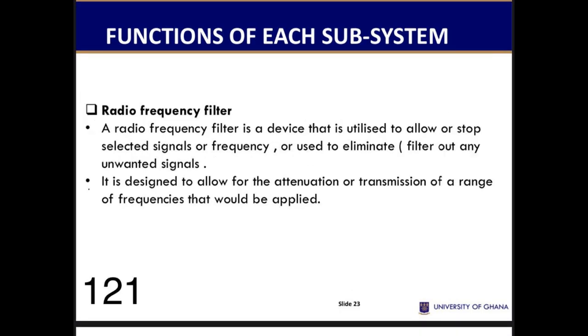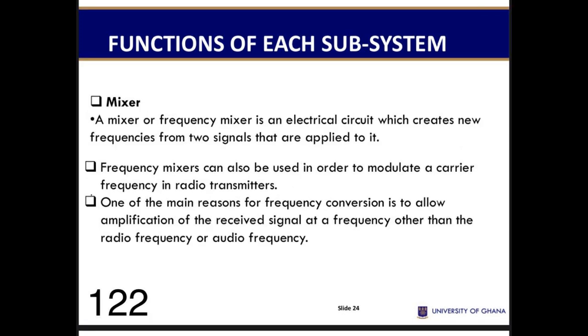Radio frequency filter. A radio frequency filter is a device that is utilized to allow or stop selected signals or frequencies, or used to eliminate, filter out any unwanted signals. Or it is designed to allow for the attenuation or transmission of a range of frequencies that would be applied. Frequency mixers can also be used in order to modulate a carrier frequency in radio transmitters.